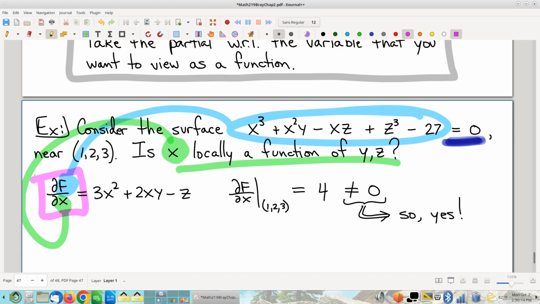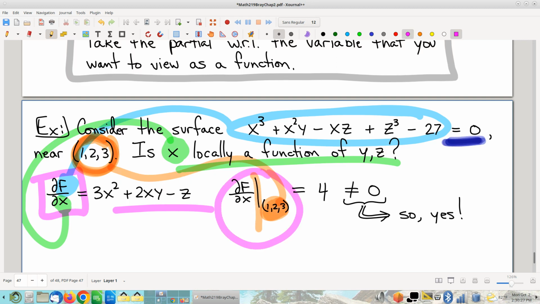And so you just compute it out. Here's the general formula. Keep in mind I'm interested in what's happening near this specific point, so I compute at that specific point, which makes our partial become 4, which is not 0, and then per the implicit function theorem, not 0 means yes, all good. I can, at least locally, only locally, but I can view x as being a function of y and z. Really not obvious from the algebra, but easily concluded from the implicit function theorem.